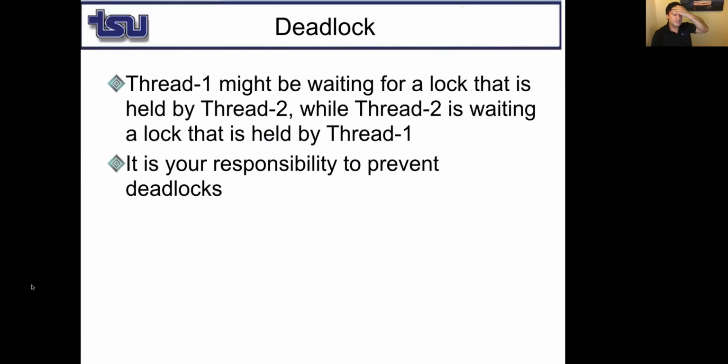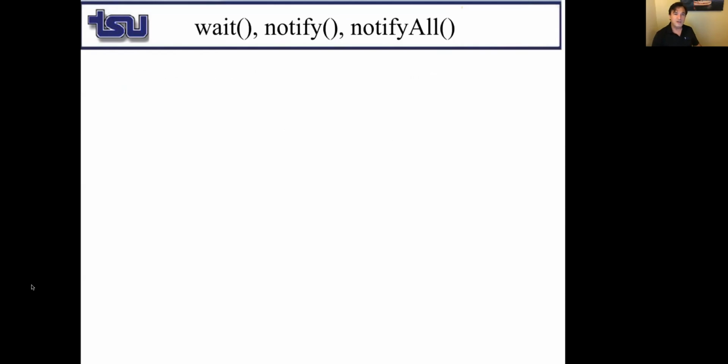Okay, now let's see. What is deadlock? Deadlock is something you need to try to avoid. Assume thread 1 might be waiting for a lock that is held by thread 2. Assume thread 2 has a lock of an object, and thread 1 is waiting for that lock. But at the same time, thread 2 is waiting for a lock that's held by thread 1. So that's a deadlock, because thread 1 is waiting for thread 2 to release something, but before thread 2 can release it, it's also waiting for thread 1 to release something else. So that's called deadlock. And we have wait and notifyAll methods that will be helpful to get out of deadlock.